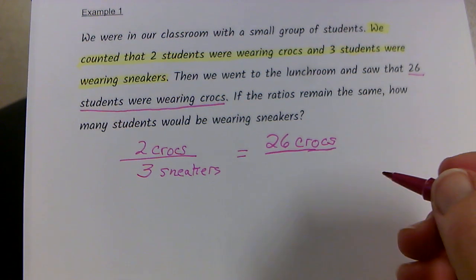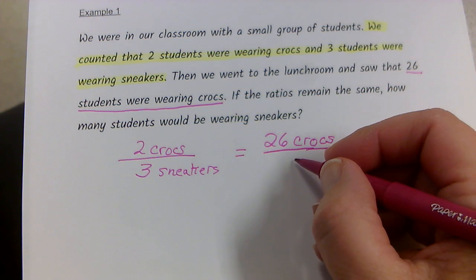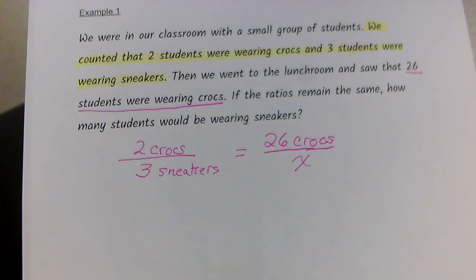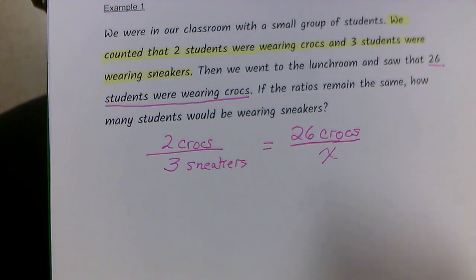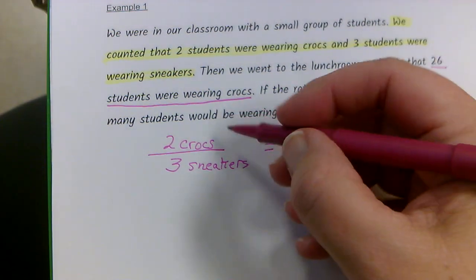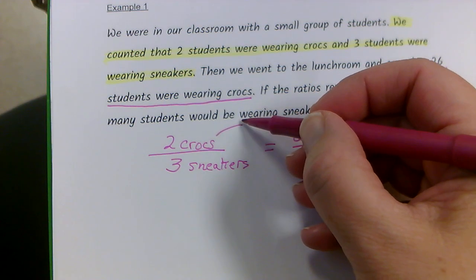Okay, if the ratios remain, how many students would be wearing sneakers? So this is what we don't know, and I'm going to use a variable there. Okay, so we have 2 ways of looking at this. We can think about equivalent fractions. In other words, what happened to 2 to get to 26?